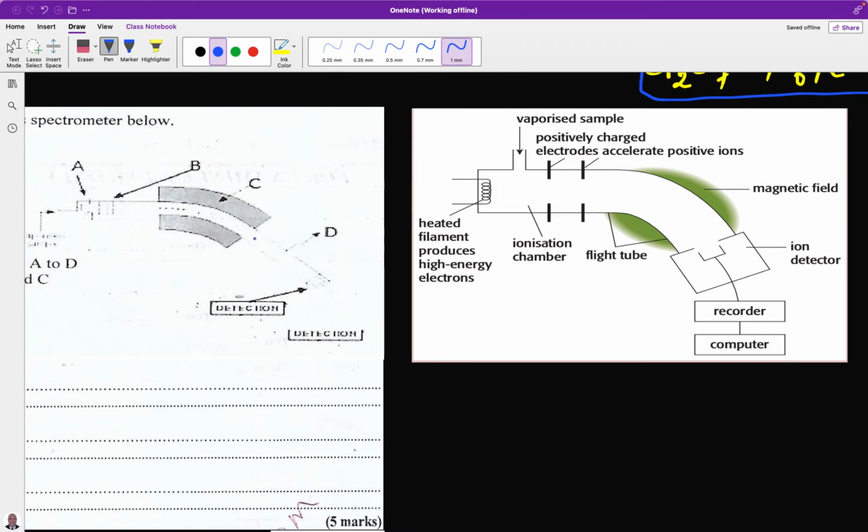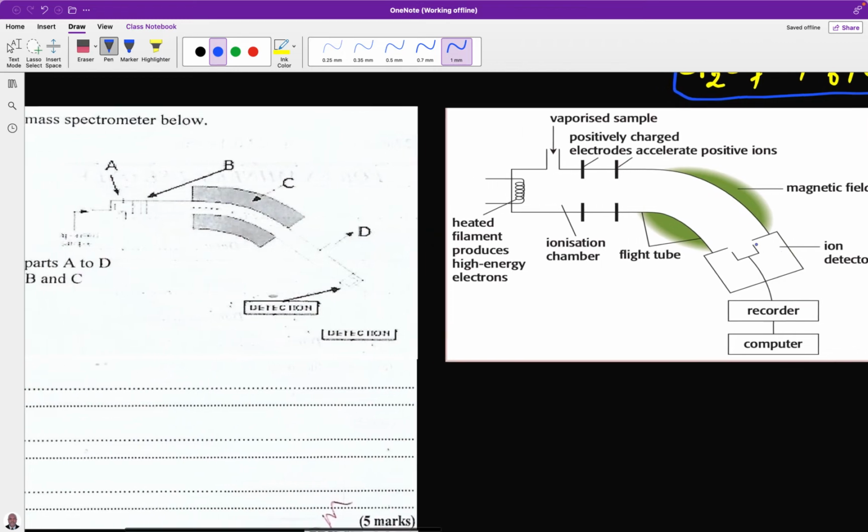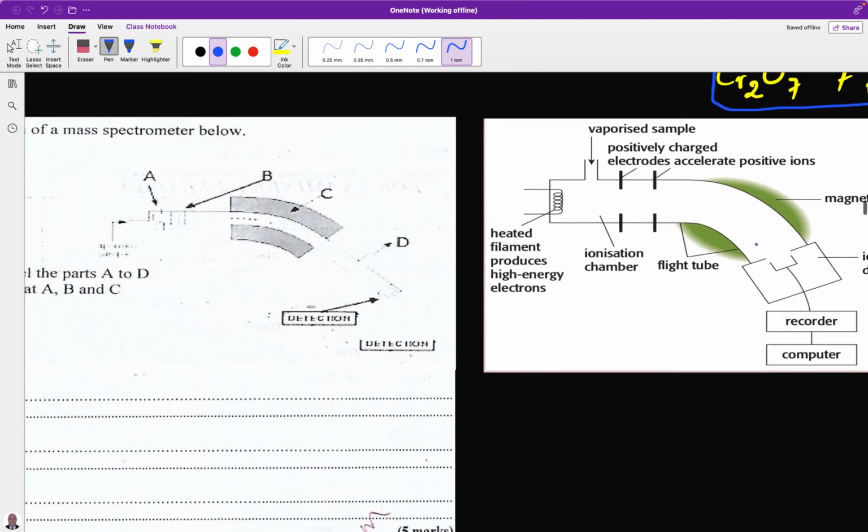Now we go to C. This C here is what we call the magnetic field. Then we'll go to D. The D part you find in here is what we call the ion detector. Ion detector.